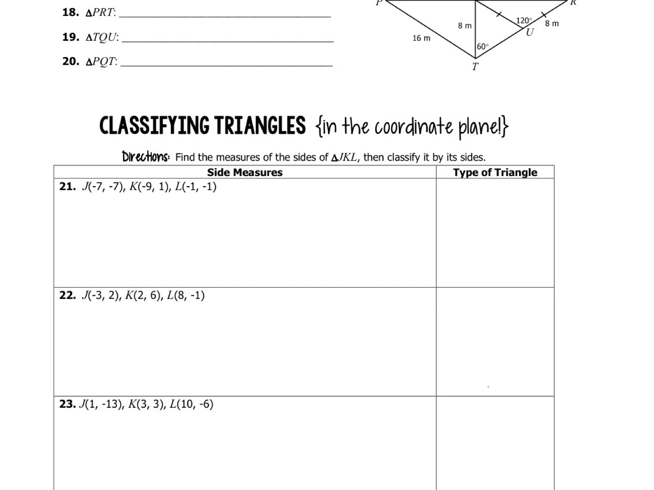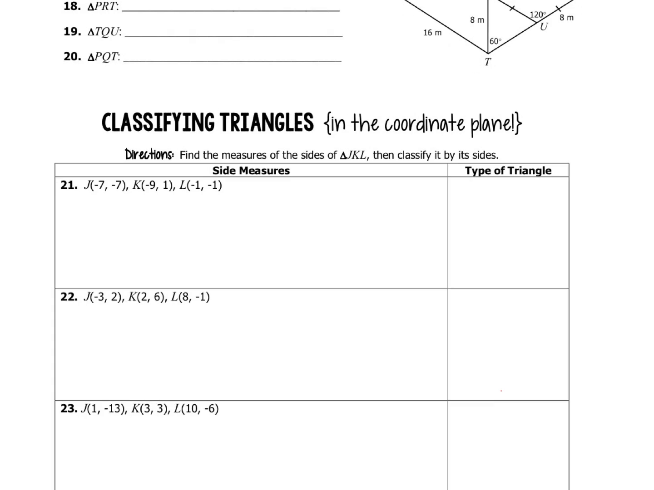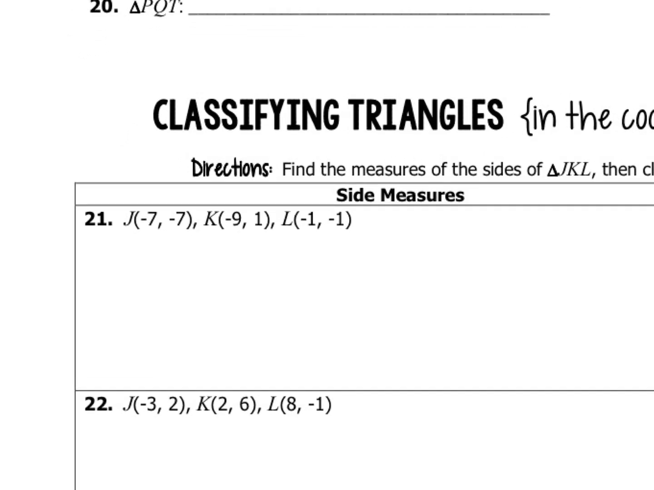Okay, scholars, now we're going to classify triangles in the coordinate plane. And to do that, we need to use the distance formula, which is d equals the square root of (x2 minus x1) quantity squared plus (y2 minus y1) quantity squared. Okay? So we're going to start with JK. This is x1 and y1, x2 and y2 for this particular set.